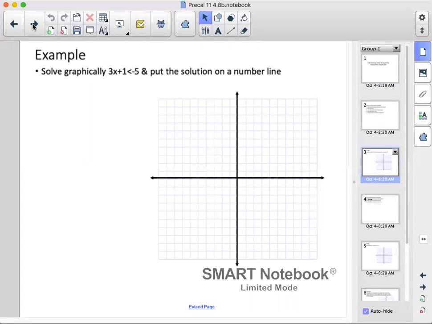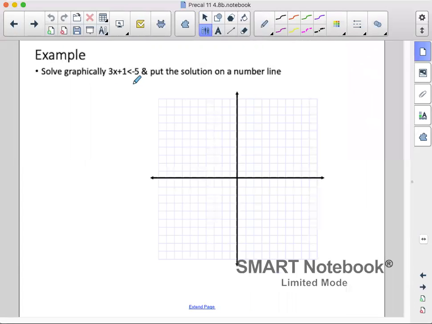So for example, solve graphically 3x plus 1 is less than 5, and put the solution on a number line. So rearranging this, I'd move the 5 to the other side by adding 5 to both sides. So that gives us 3x plus 6 is greater than 0.